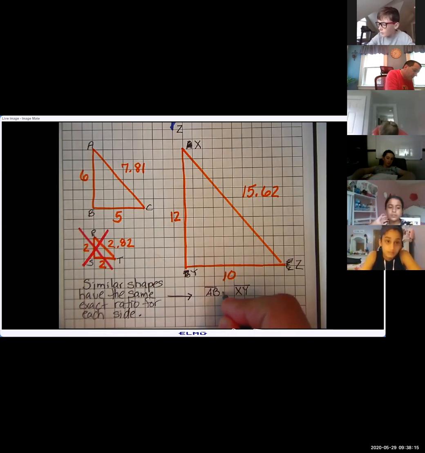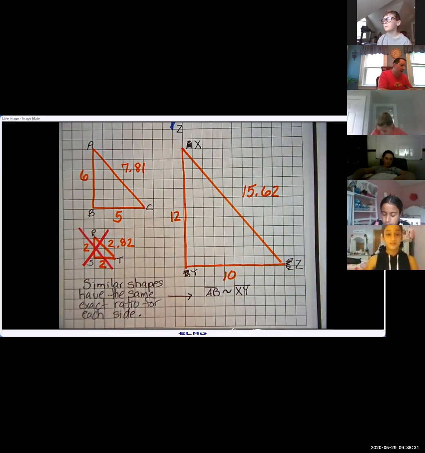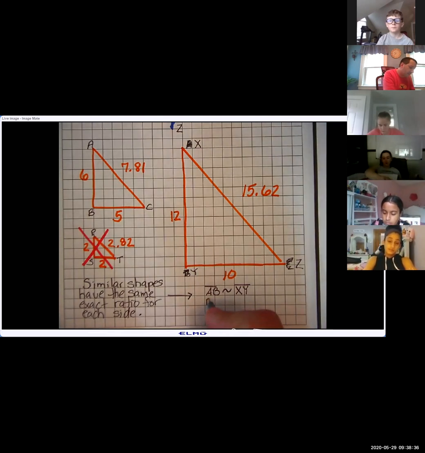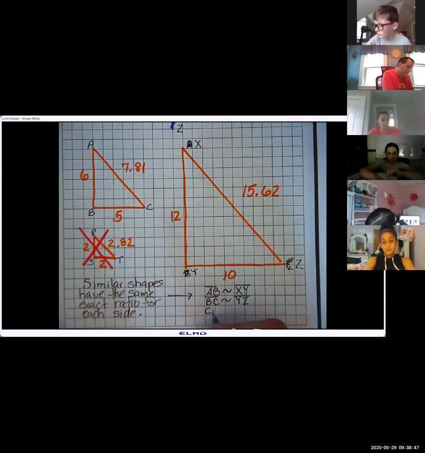What I can do is use that shape. Do you remember that shape? In geometry, that symbol means similar. Now, let's keep going around. BC and YZ. BC is similar to YZ, and CA is similar to ZX.